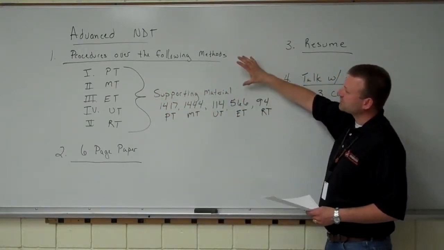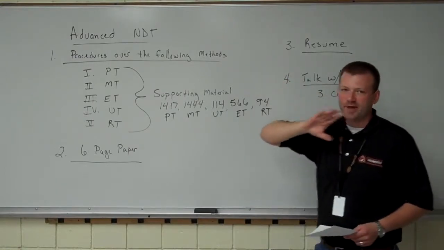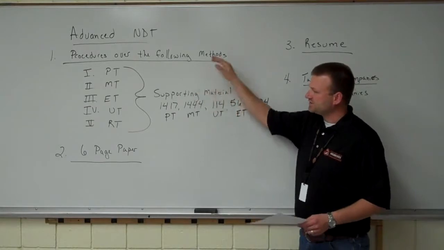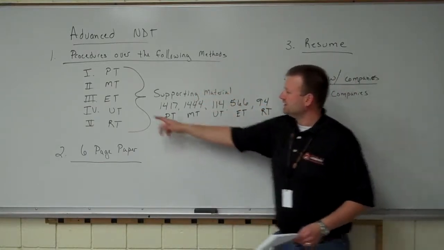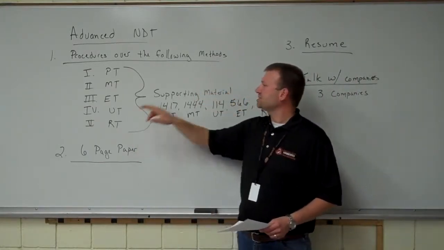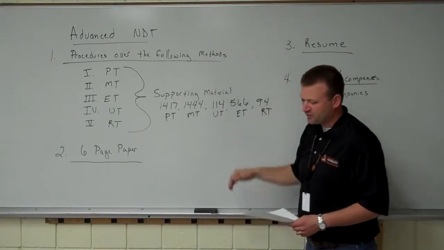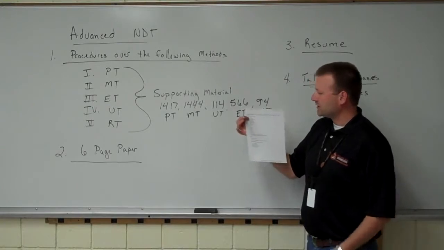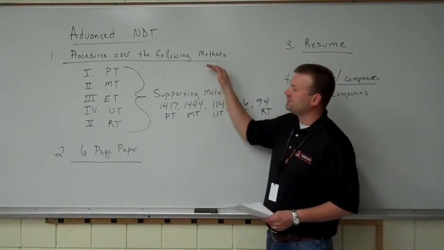Okay, so first things first here. What Advanced NDT is all about is two things. First off is a review of the methods: PT, MT, eddy current, UT, and RT as well. Just a basic review of all those methods. So if you're looking at your assignment sheet here, it says Roman numeral 1 is a review of those methods.